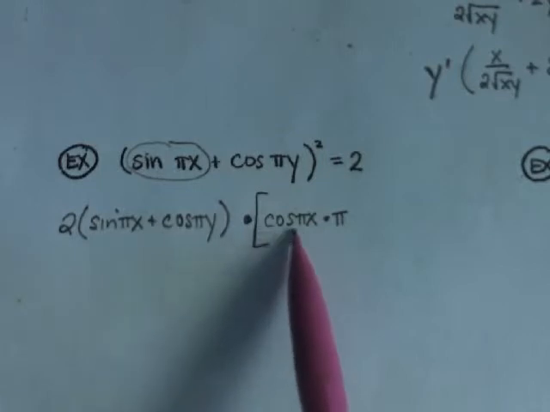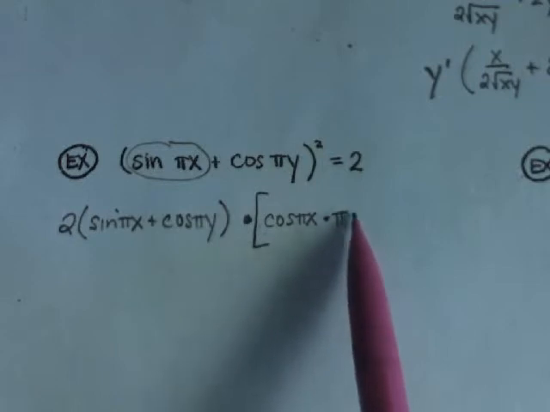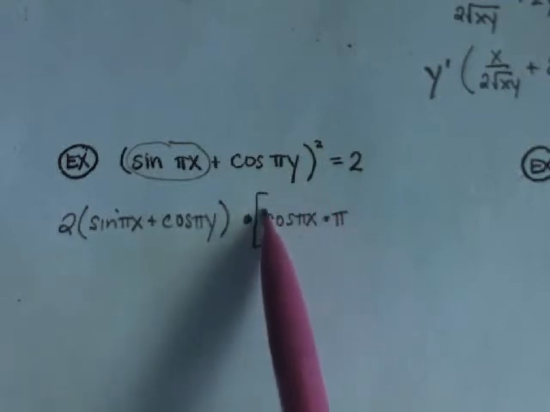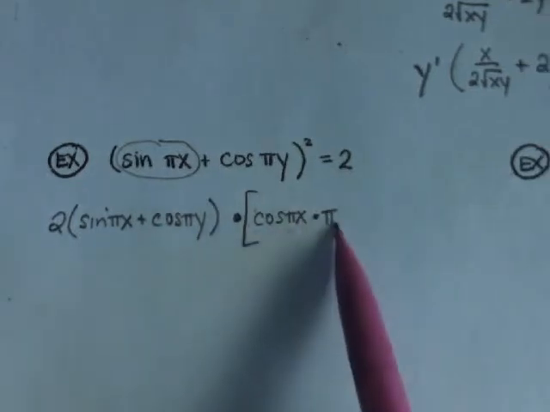Then on our second piece of this binomial, what's the derivative of cosine? Negative sine of pi y times the derivative of what's inside of that. Now, what's the derivative of pi y? Very good, Sam. Pi y prime.